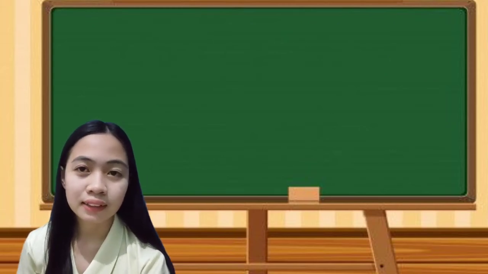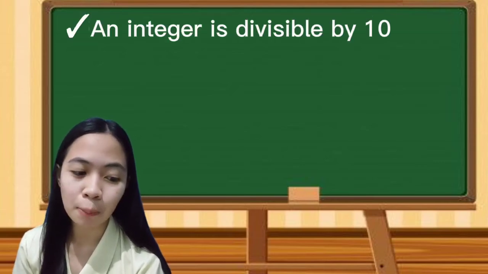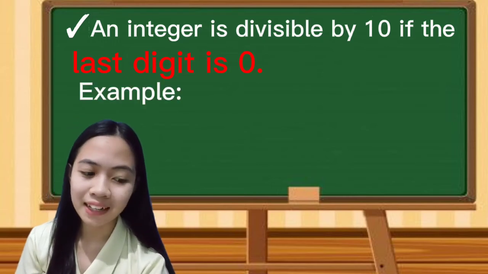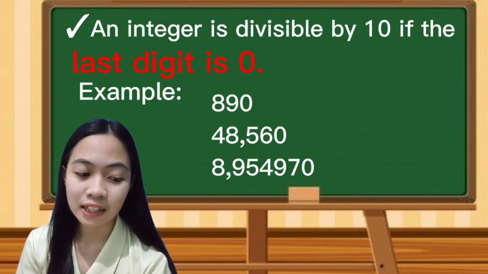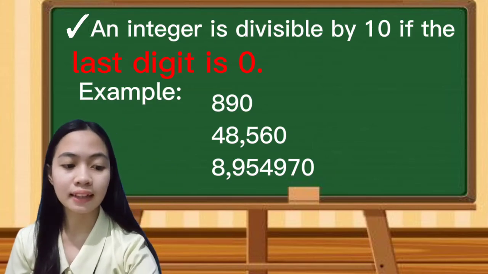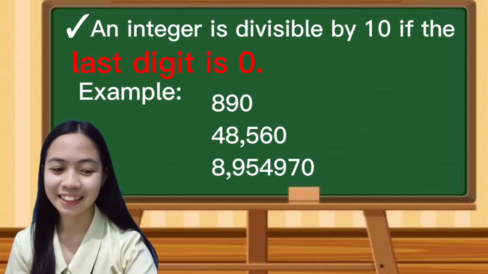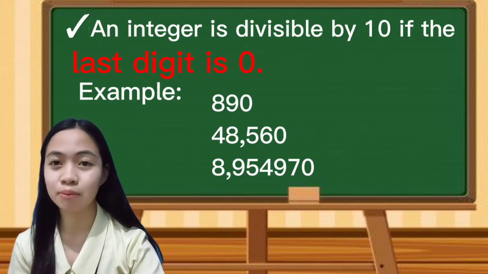Now, divisibility rules of 10. An integer is divisible by 10 if the last digit is 0. Example, 890. The last digit is 0. I mean to say, 890 is divisible by 10. Another one, 8,954,970. The last digit is 0. Meaning to say, 8,954,970 is divisible by 10.